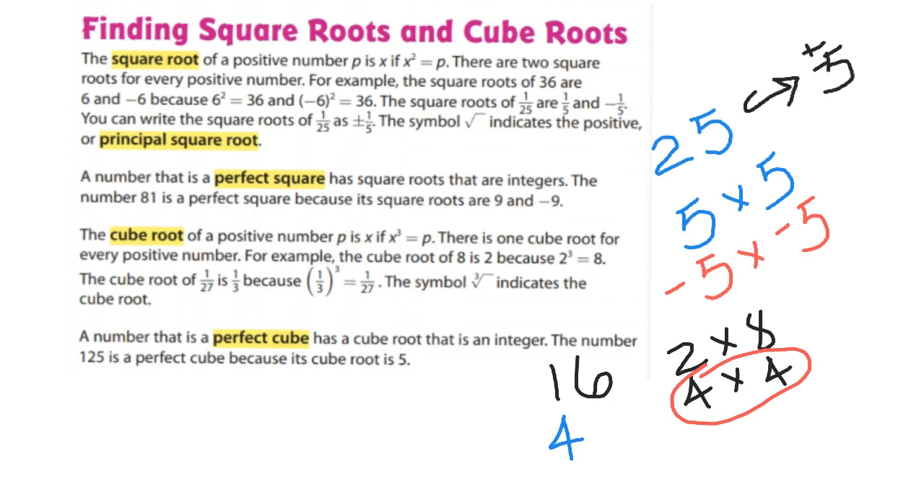But keep in mind, you can also take a negative 4 and multiply it by negative 4, and that'll give you this positive 16. But I don't want to write a negative 4. I just take this positive 4 and I say, okay, I have a positive 4 and a negative 4, and that's enough to show your answer.